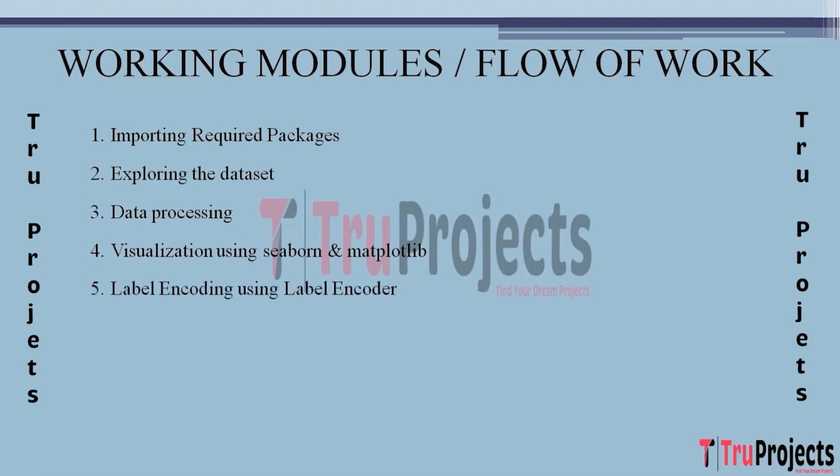The next step is label encoding using label encoder. In this step, we convert categorical labels into numerical format using label encoder. This step is crucial as machine learning models typically require numerical inputs. It ensures compatibility between the dataset and the algorithms.